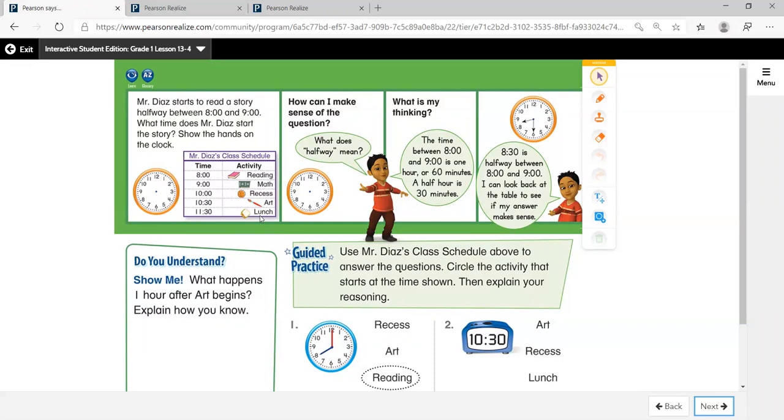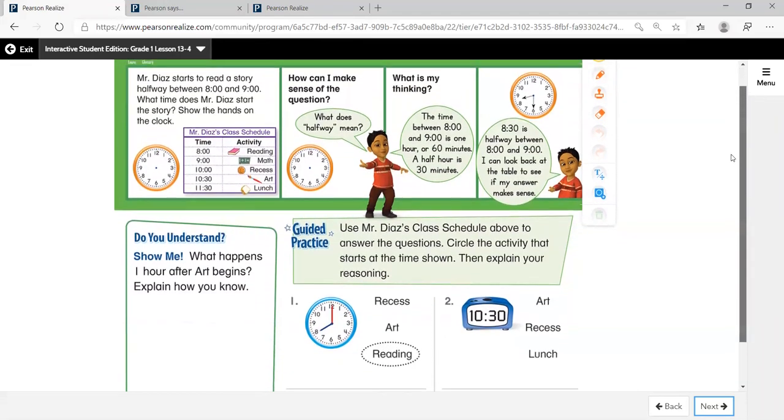Remember, if we're looking for a time that comes after, we want to move forward on the clock, or we want to move down in our schedule. So after 10:30 would be 11:30, so we know that they're having lunch.